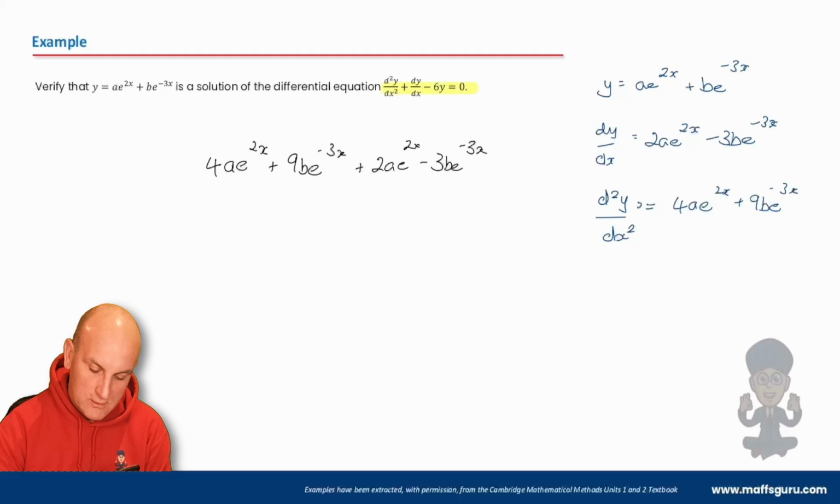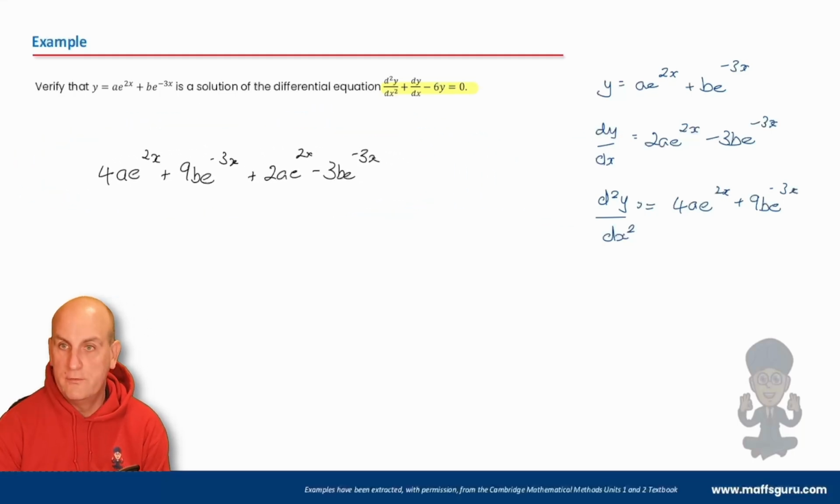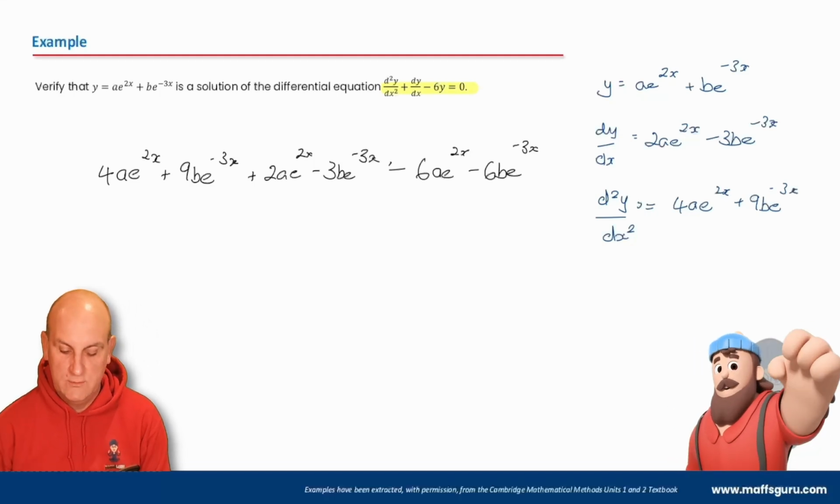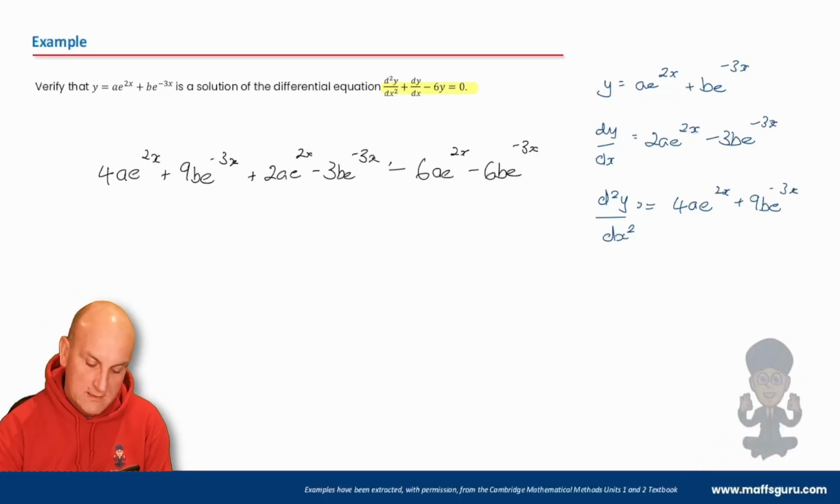Running out of room, so let's squeeze that over there for a moment. And what do we got to do then? Minus 6 lots of y. So minus 6ae to the 2x minus 6be to the minus 3x. So let's see what all that comes to be. Right, I've got 4ae to the 2x plus 2ae to the 2x gives me 6ae to the 2x, which I'm now taking away. So those there, he says not wishing to do that in pen. Let's do that. They disappear.